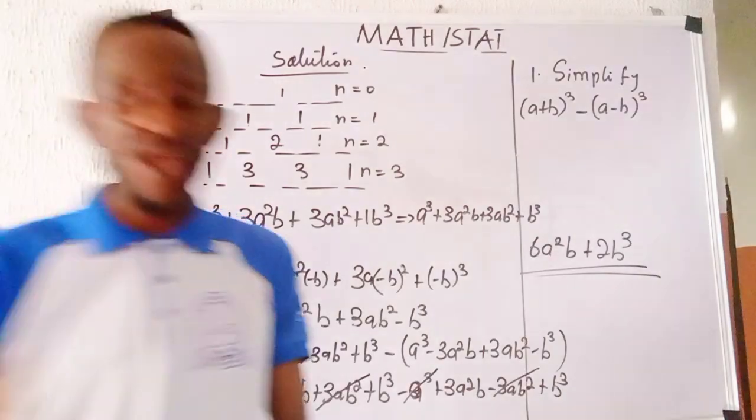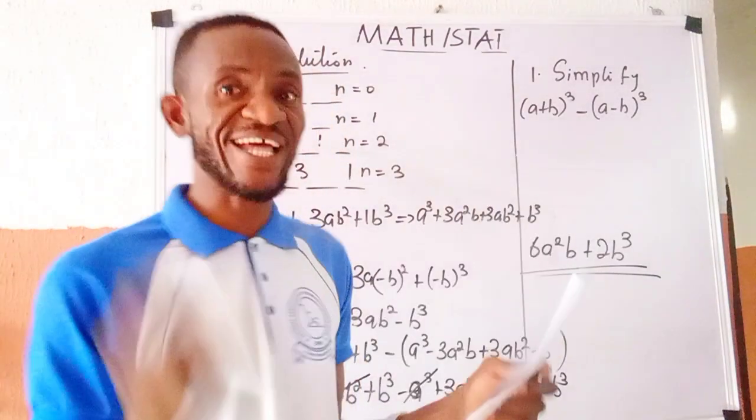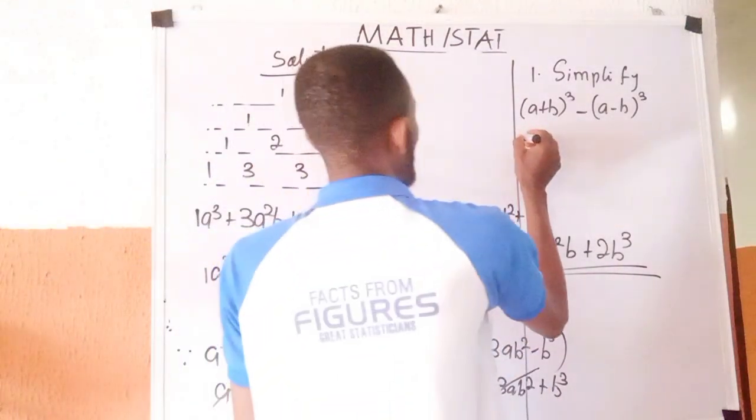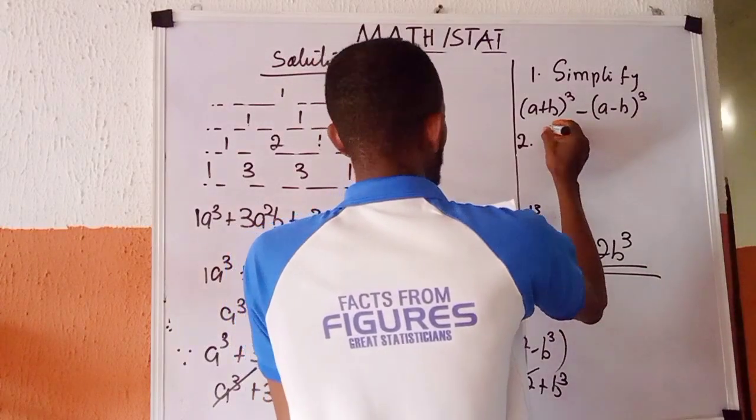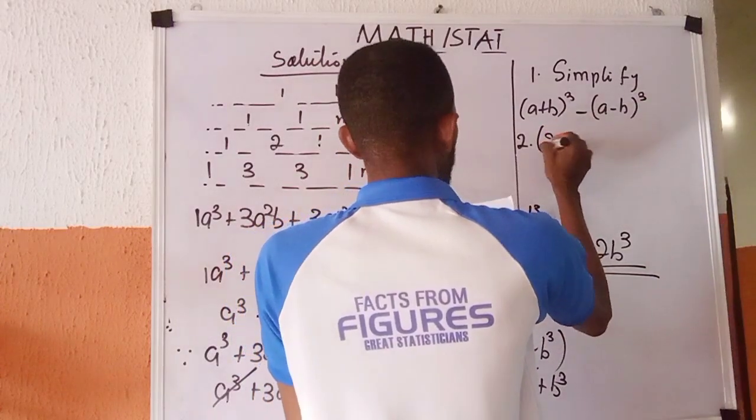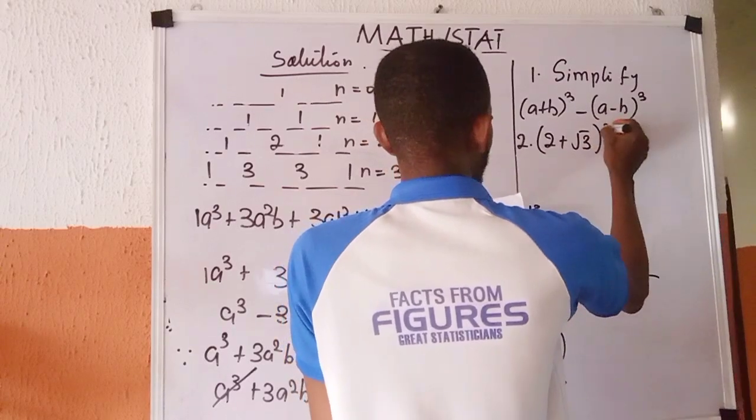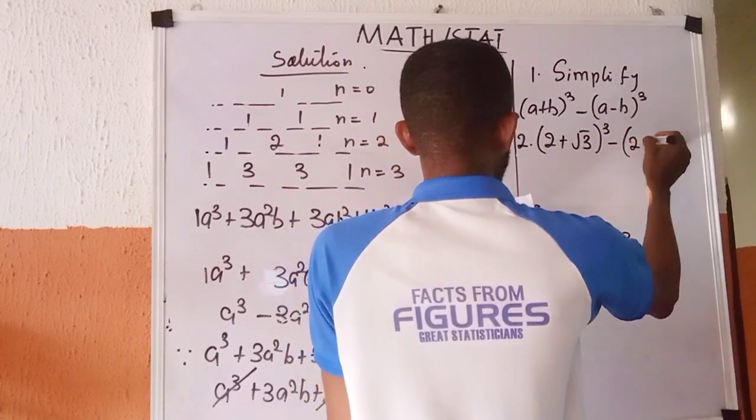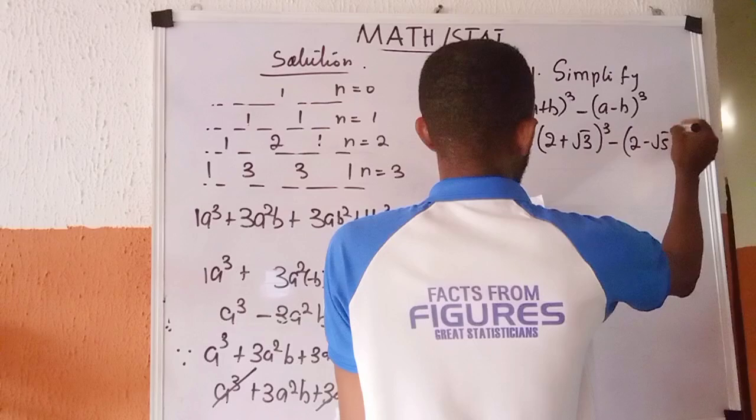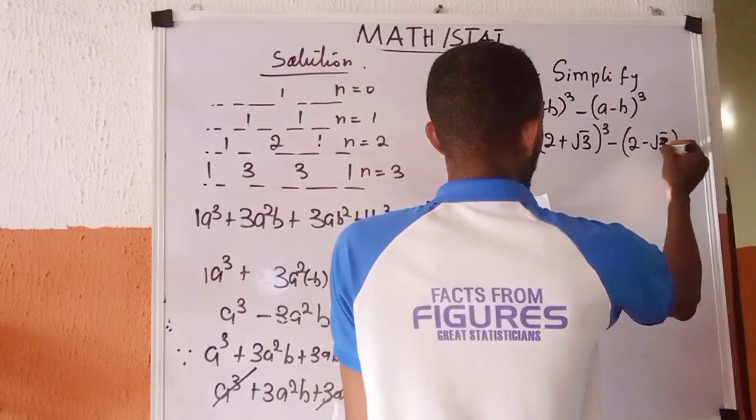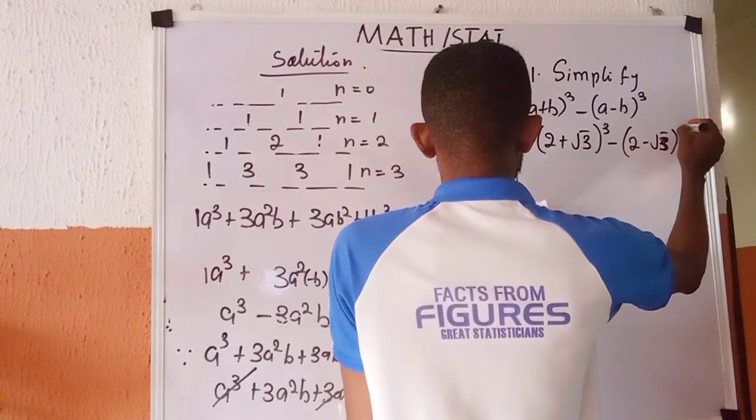The second question we are going to solve, and I write, that is question number 2. Question number 2 says we should simplify 2 plus root 3, all raised to power 3, minus 2 minus root 3, all raised to power 3.